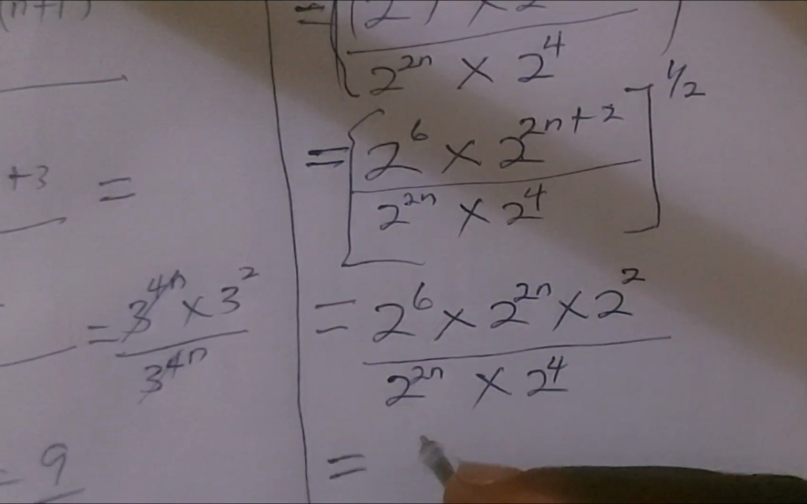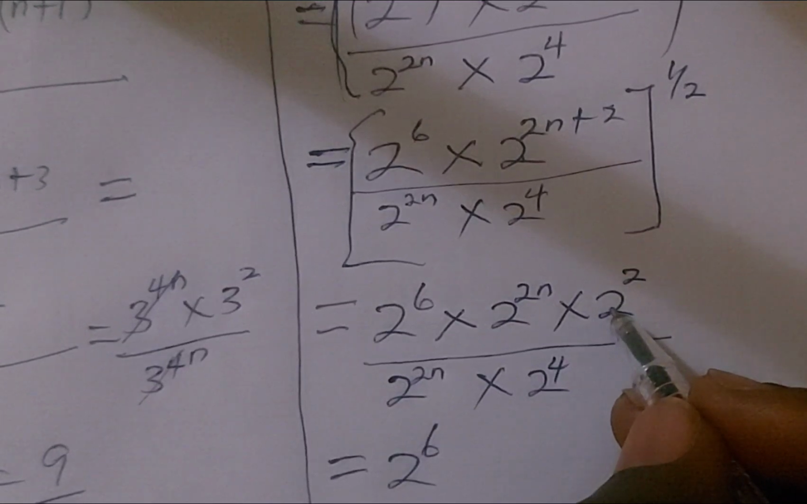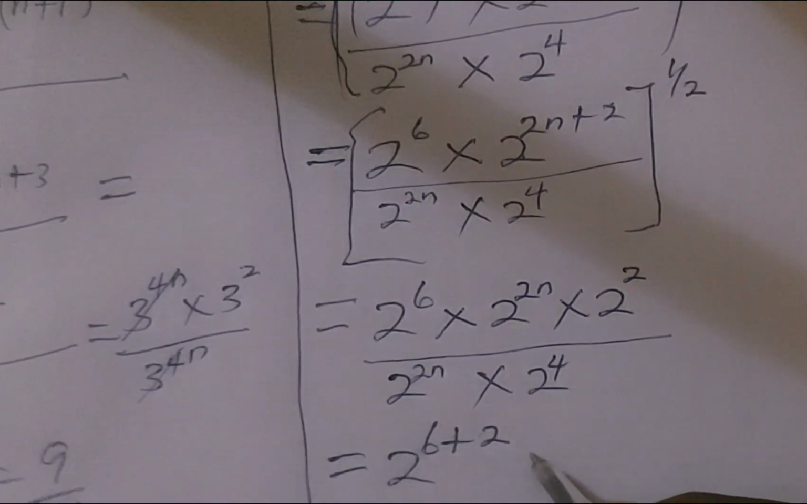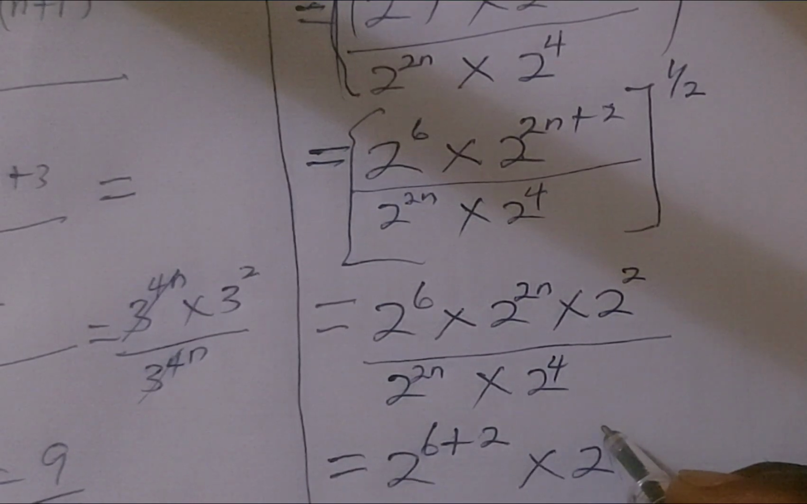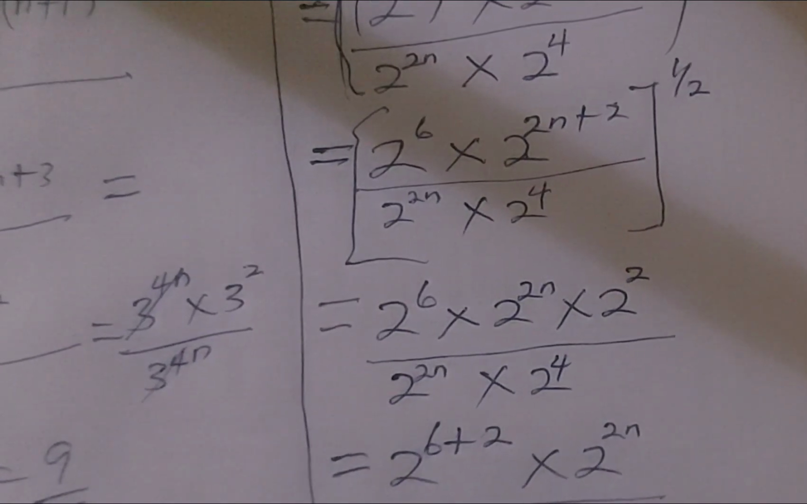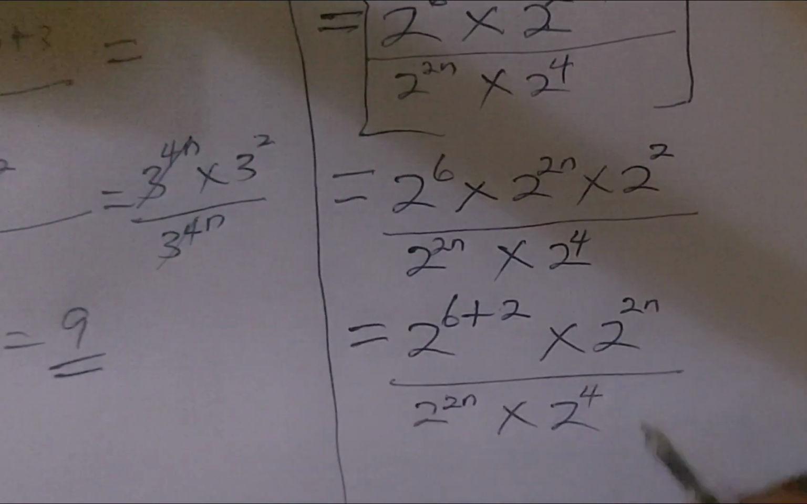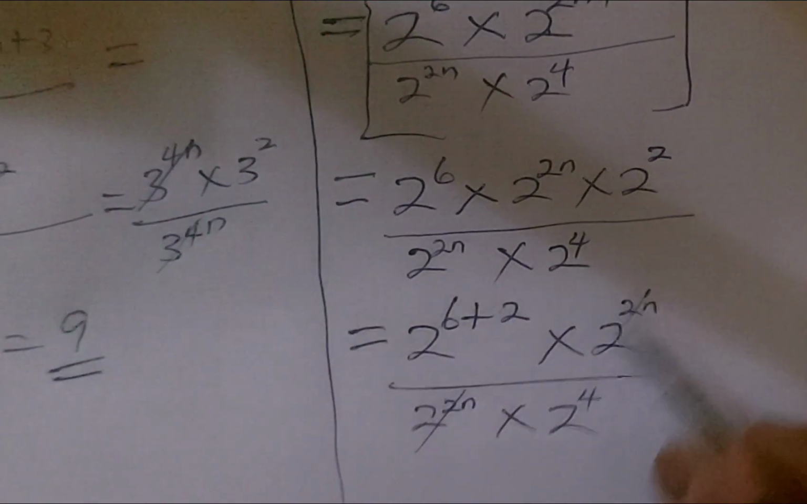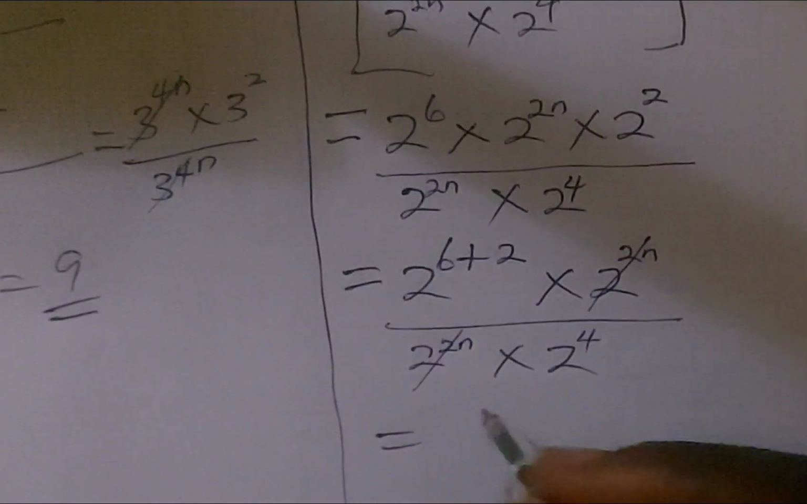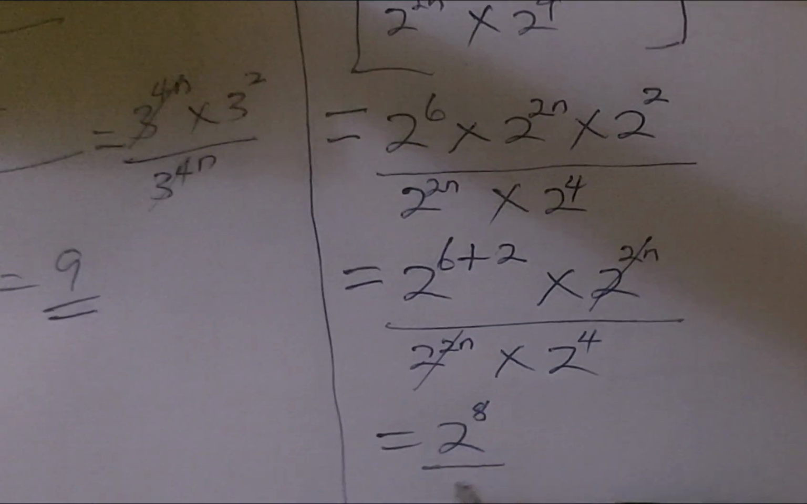So first of all, let's do the up one. 2 raised to the power of 6. Bring these two that are ordinary number. Because it's multiplication, we have plus 2 times 2 raised to the power of 2n over 2 raised to the power of 2n multiplied by 2 raised to the power of 4. You can even see this is similar, can cancel. 2 raised to the power of 6 plus 2 will give you 2 raised to the power of 8 all over 2 raised to the power of 4.